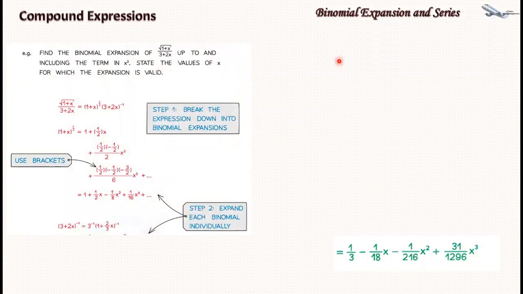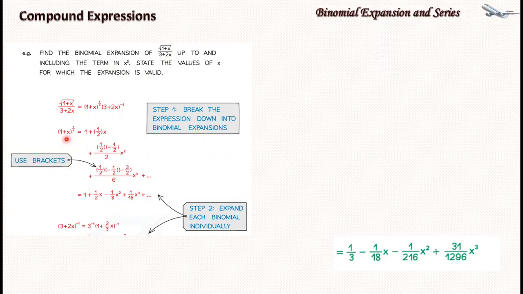Okay, now find the binomial expansion of this one up to the term including x to the power 3 and state the value of x for which this expansion is valid. With this one, just like the previous case, we just have a product. So the first thing, we arrange the numerator as (1 plus x) to the power a half. And what becomes of the denominator? It becomes (3 plus 2x) to the power minus 1. This is it here. Okay, now we expand each of them separately. We have to end with the term in x cubed. So I'll expand each and end with the term in x cubed.